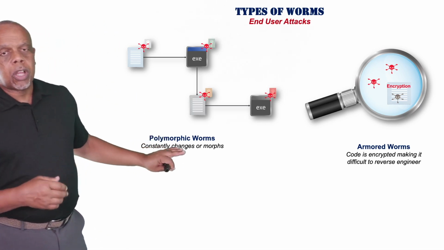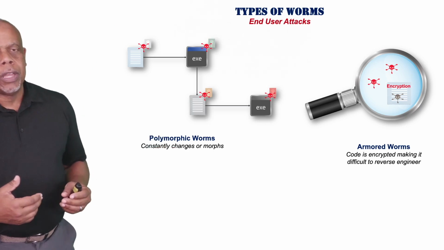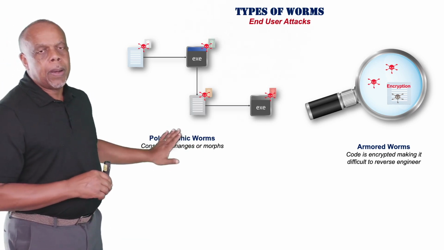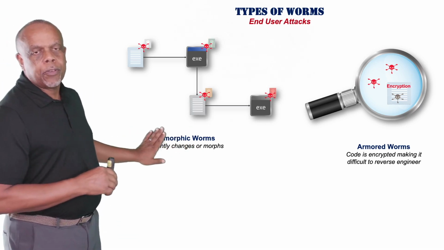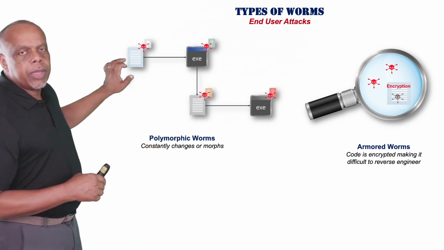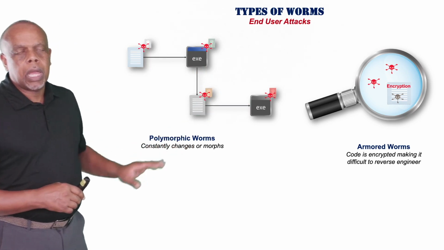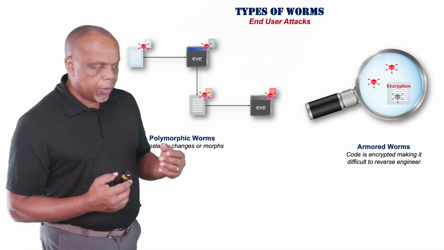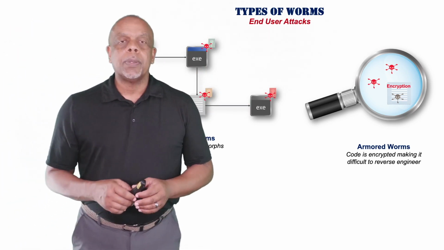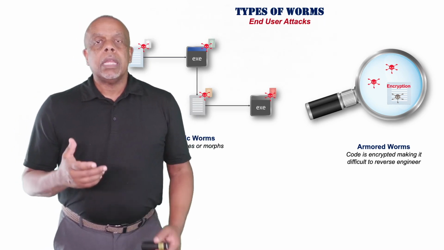I don't know if you've ever heard of this, called a polymorphic worm. Polymorphic. If you listen to the word itself, it actually tells you what it is. Poly meaning multiple, morphic meaning to change. So this is a worm that can constantly change as it moves through your network. Why does it do that, you say? Why do I want a worm that's constantly changing? Well, because it's based on how antivirus or malware detection is written.